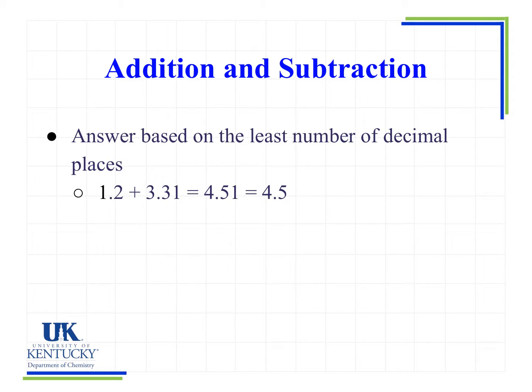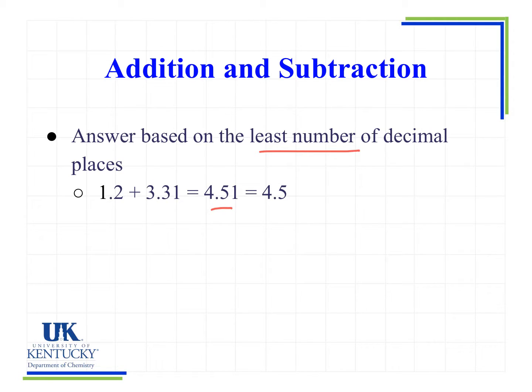The first applies to addition and subtraction. The answer of a sum or a difference between two numbers is based on the least number of decimal places. So when I look at adding these two numbers, 1.2 plus 3.31, if I enter that in my calculator or add it up, what I find is 4.51.